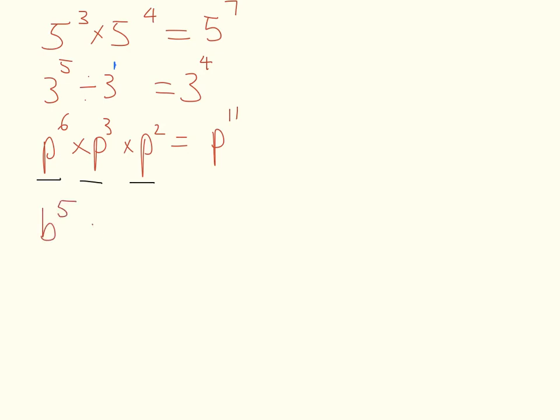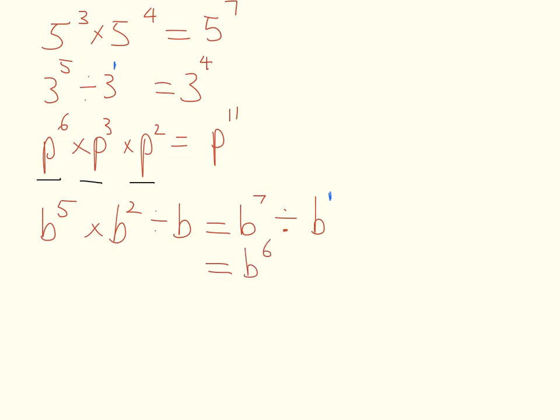b to the power of 5 times b squared divided by b. Okay, so we've got a multiplication and a division here. So b to the 5 times b squared is b to the 7 divided by b. It's nice here, they all have the same base. Well, again, this b here has an unwritten invisible 1, so this just becomes b to the power of 6.